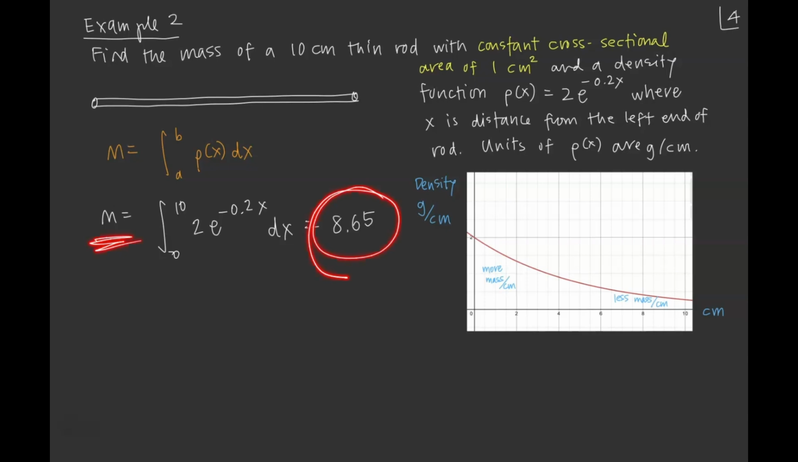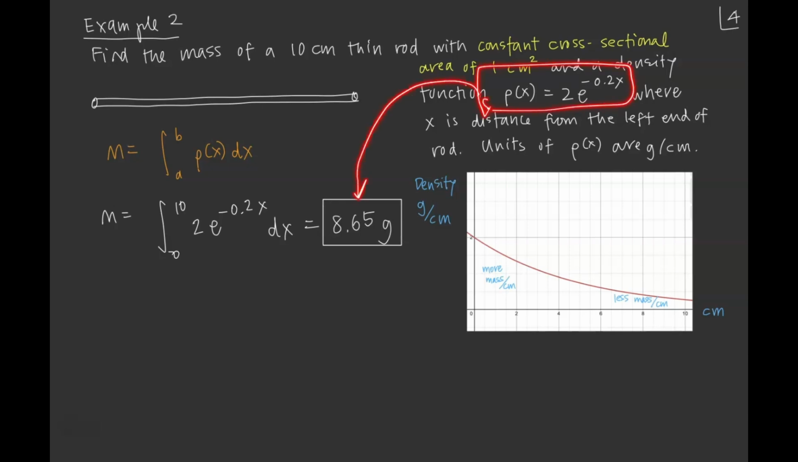Well, it's mass, and we're going from grams per centimeter, essentially multiplied by centimeters, so the resulting units will be grams. So this rod is 8.65 grams. Knowing a density function can lead us to what the mass of an object is. This is a continual density function. The density changes continually from the left end to the right end. The density is getting smaller and smaller.